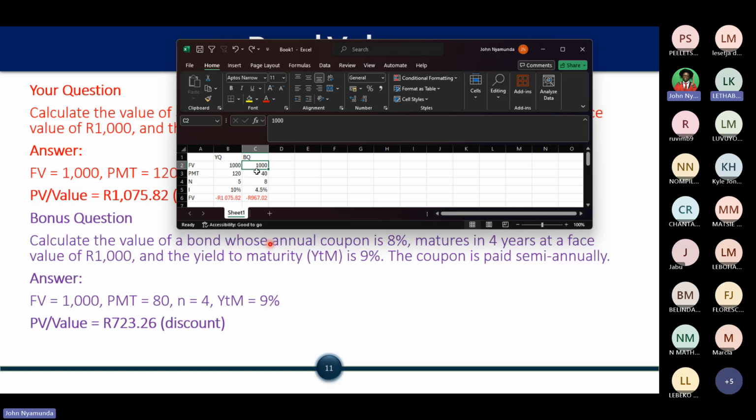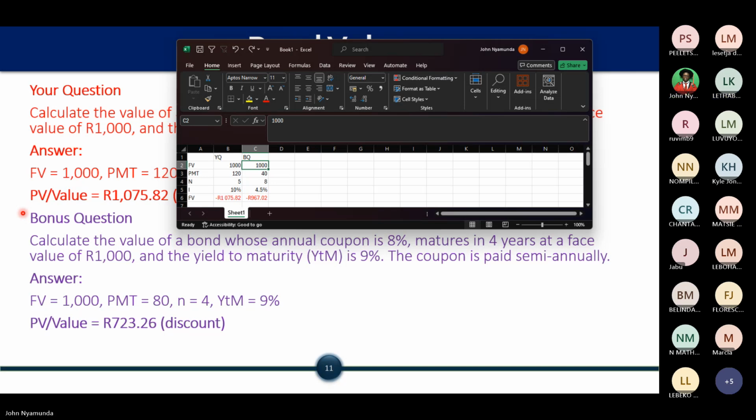No, the order is not important. As long as there's 1,000 in FV, 40 in PMT, 8 in N, and 4.5 in I, it should give you 967.02. Okay, I'll try that.